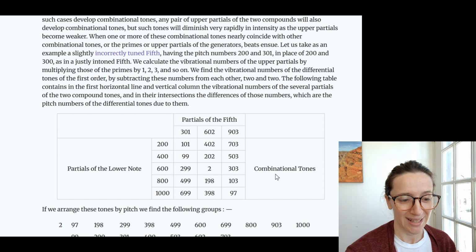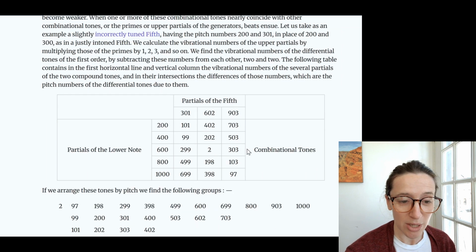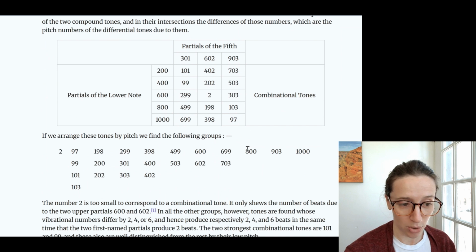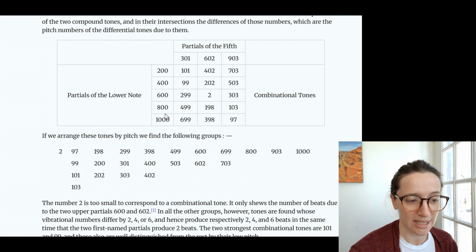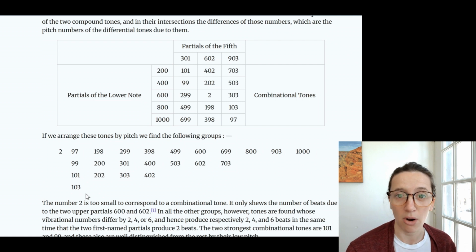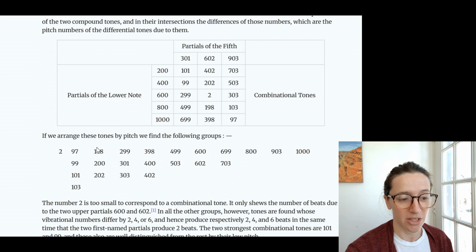Now, if we take this whole table, all these pitch numbers, and rearrange them in pitch order, we get these groups of tones that are going to beat against each other. So the 97, 99, 101, 103 are close enough to each other that they're all going to create beats with one another. Same is true of 198, 200, 202, etc.